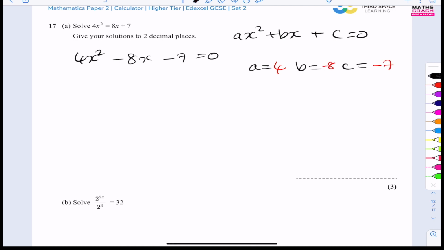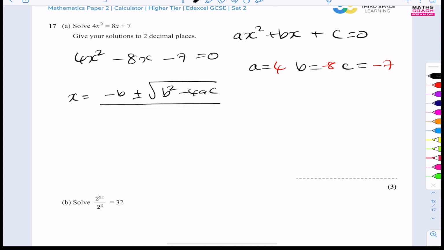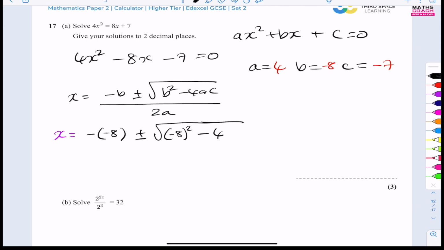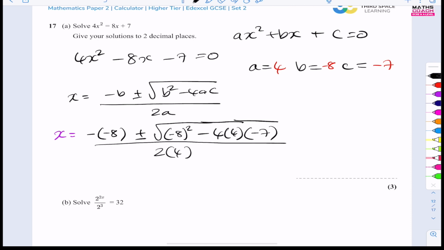So the quadratic formula, what is it? x is equal to minus b plus and minus the square root of b squared minus 4ac, all over 2a. So we can just plug that in now. So x would be equal to minus b. What's b? b is minus 8. Plus and minus the square root. What's b squared? Minus 8 squared, minus 4 times a, which is 4, times c, which is minus 7, all over 2 times 4.